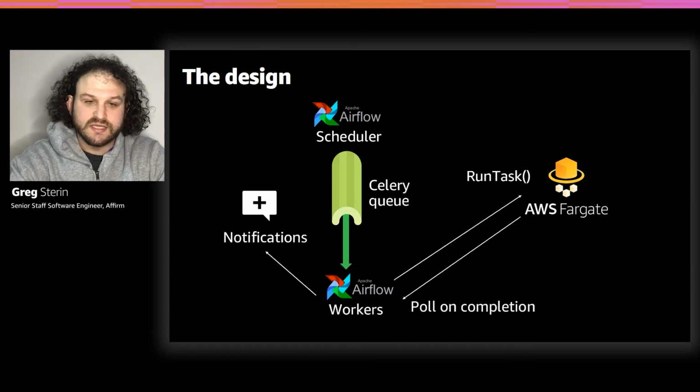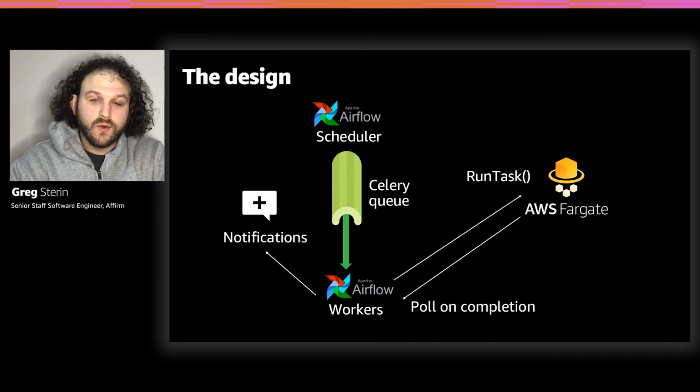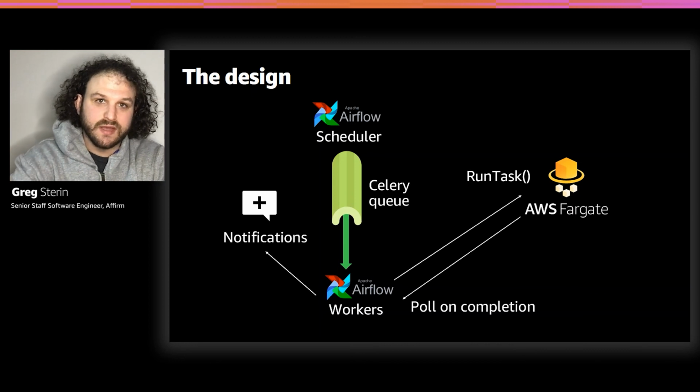Airflow is a scheduler. It dispatches work via a Celery queue. You've got a bunch of workers that are running. Depending on the status of the work, it'll notify you based on how you configure things. And what we do is we just run an operator, which is an Airflow term for the actual work being done, that calls run task with the definition into Fargate.